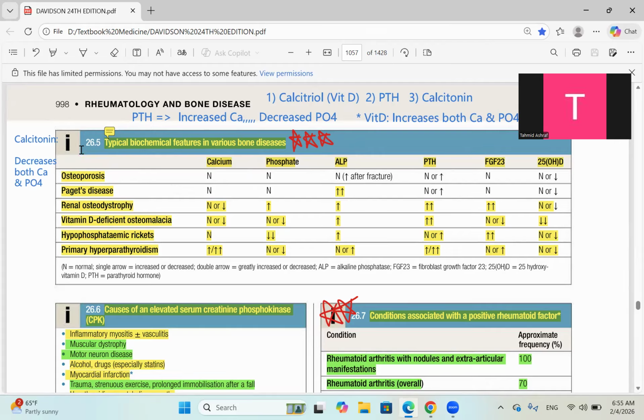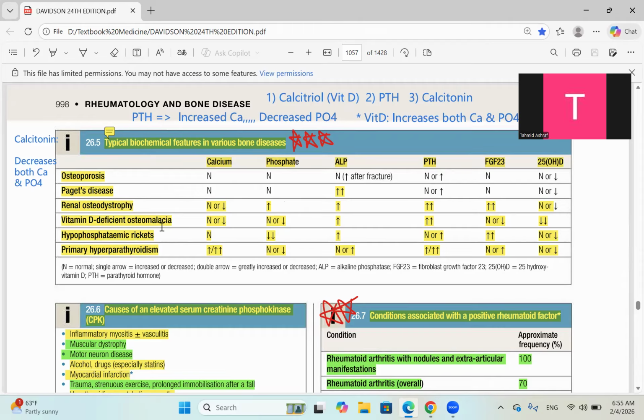So after this osteoporosis, we will study osteomalacia. What is osteomalacia? We all know that deficiency of vitamin D in adults is called osteomalacia, and deficiency of vitamin D in children is called rickets. So in osteomalacia, that means in vitamin D deficiency in adults, what will be the features? We have earlier studied that the normal effect of vitamin D in calcium and phosphate homeostasis is that it increases the level of both calcium and phosphate.